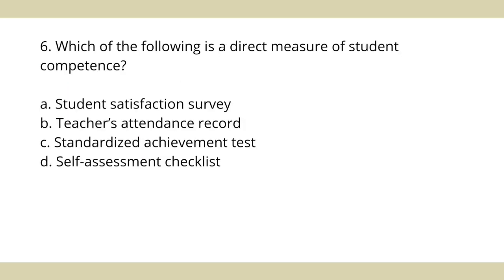Question number 6. Which of the following is a direct measure of student competence? Letter A. Student satisfaction survey. Letter B. Teacher's attendance record. Letter C. Standardized achievement test. Letter D. Self-assessment checklist.